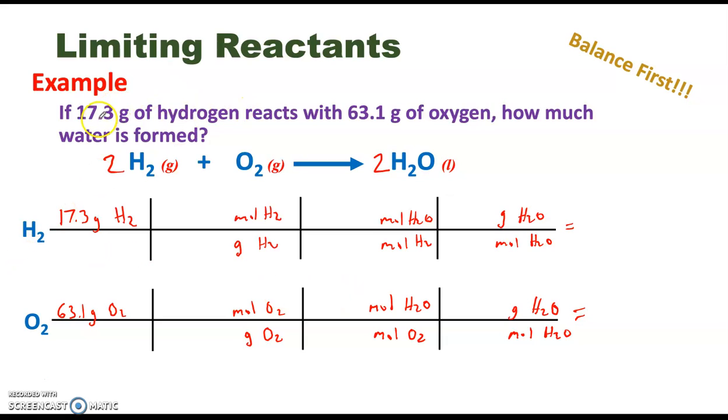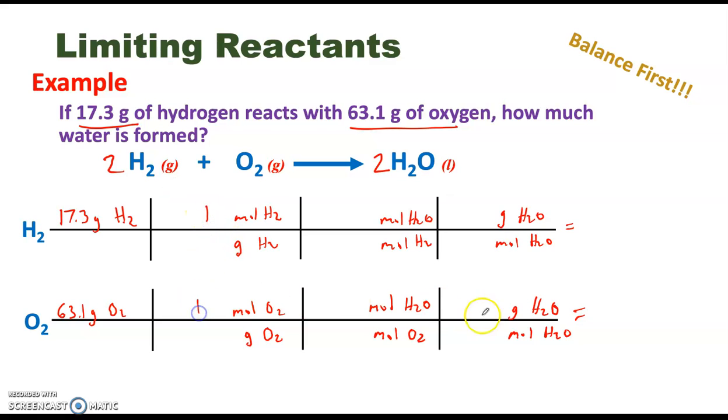So what you do is you take your two numbers, 17.3 grams of hydrogen, and you start with that. Then you take 63.1 grams of oxygen, and you start with that. And you might be tempted to be like, okay, well, obviously this is 63 grams. There's way more of this than there is hydrogen, so this is definitely going to be my excess. This is the one that runs out first. But don't be so quick to just make that assumption, because it may or may not be correct.